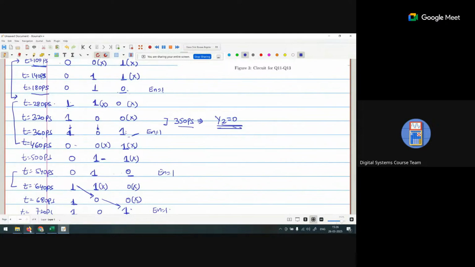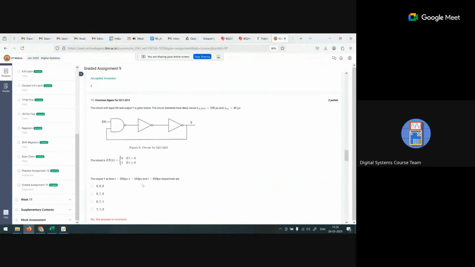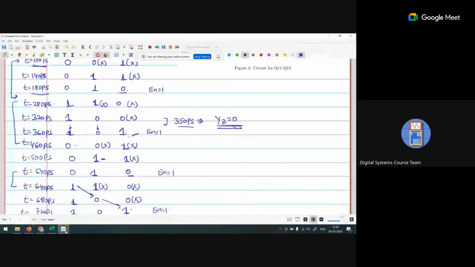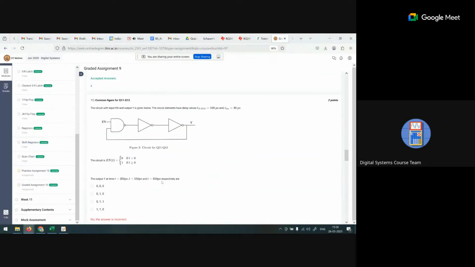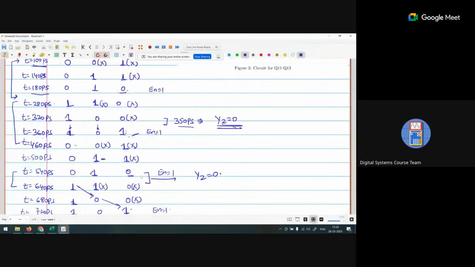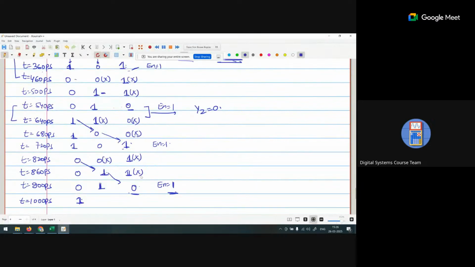Second timing is what? 550 picosecond. If we consider the 550, again y2 is 0. And the third timing is what? 650 picosecond. So 640 to 680, again y2 is 0. So the output is 0, 0, and 0.